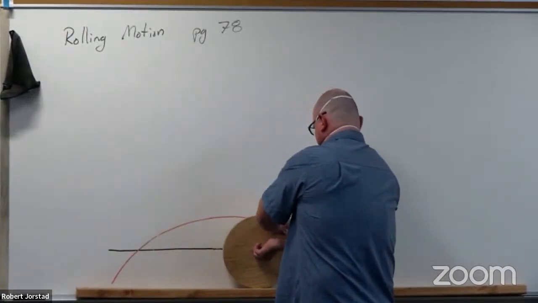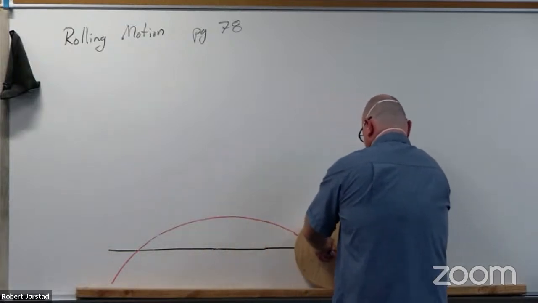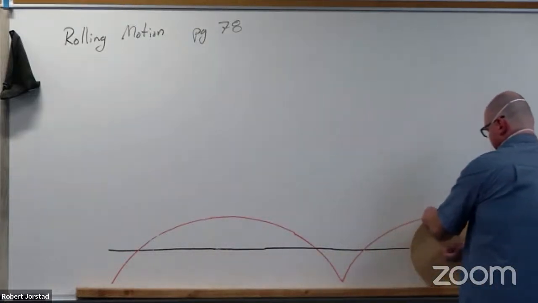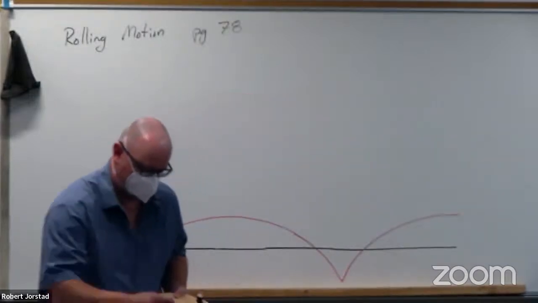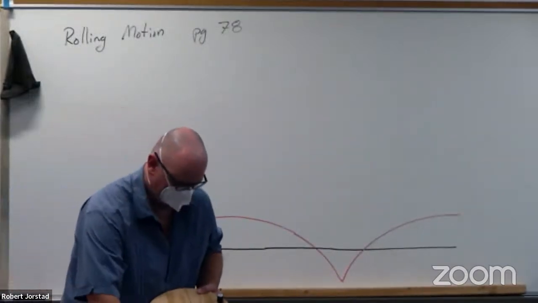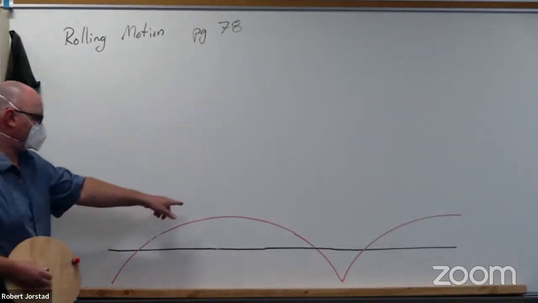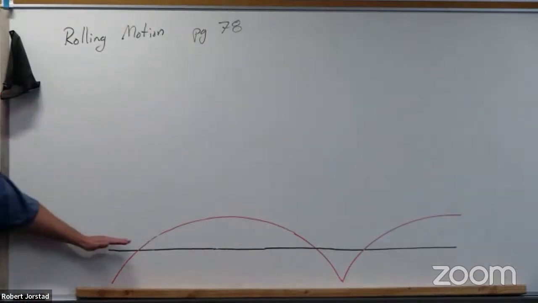Best I can. And you can see that the points on the object do not all take the same motion. In particular, the red line here is a point on the edge. The black line is the center of mass.